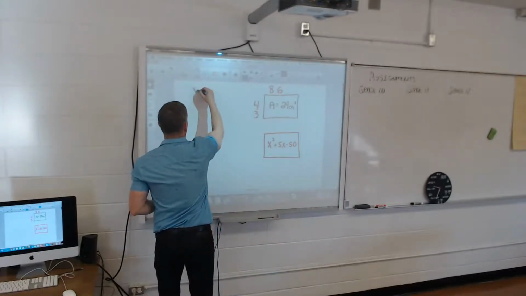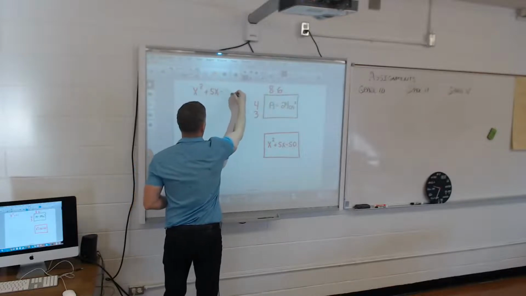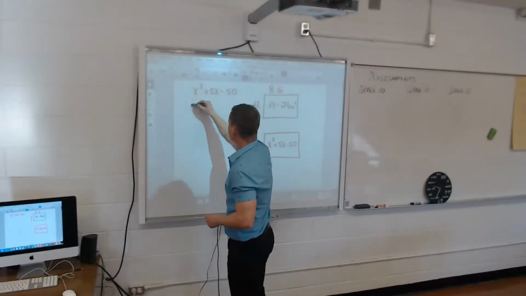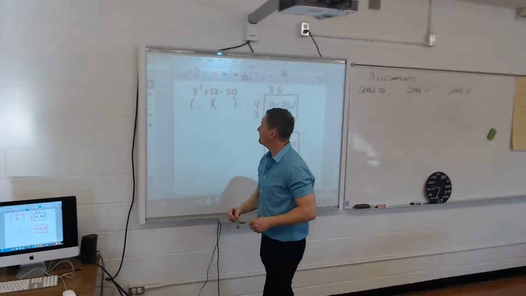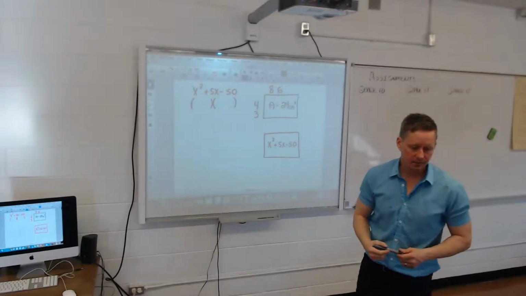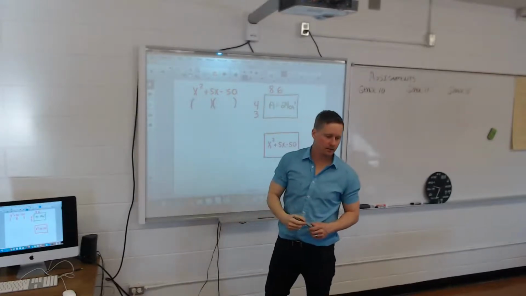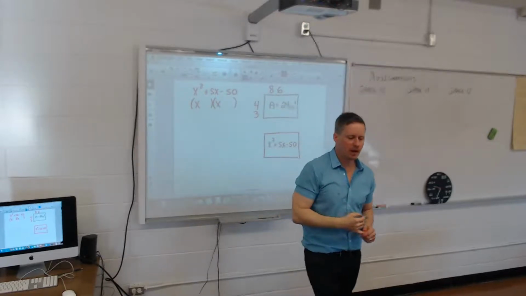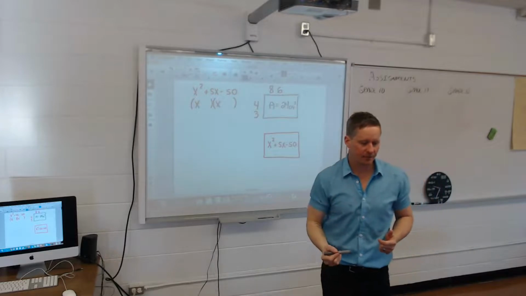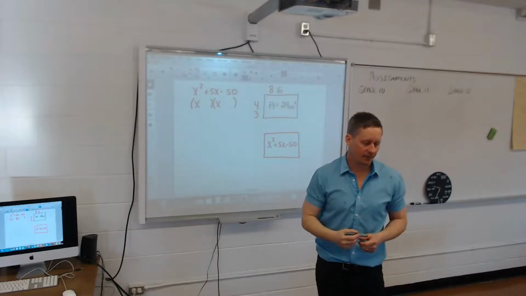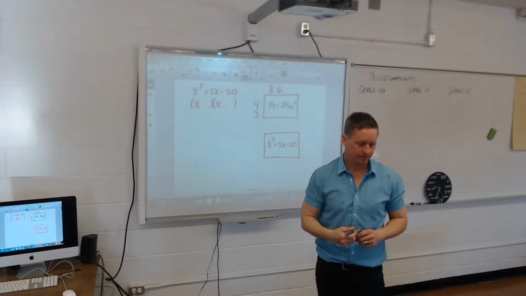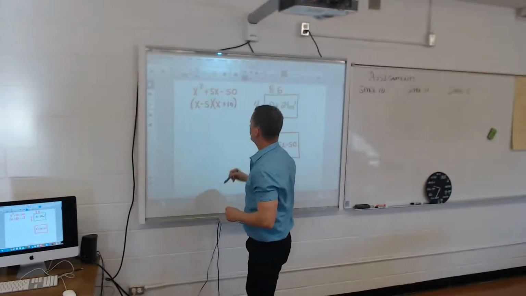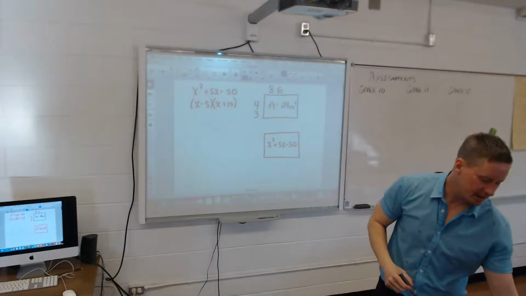So I do this, x squared plus 5x subtract 50, and I need two values, right? So I need two sets of brackets. And basically what I need to do is I need to factor this. So what are the factors of x squared? X and x. All right. Now give me two numbers that multiply to give me negative 50 that add to give me 5. Negative 5 and positive 10. Negative 5 and plus 10. Perfect. All right. There's your dimensions.